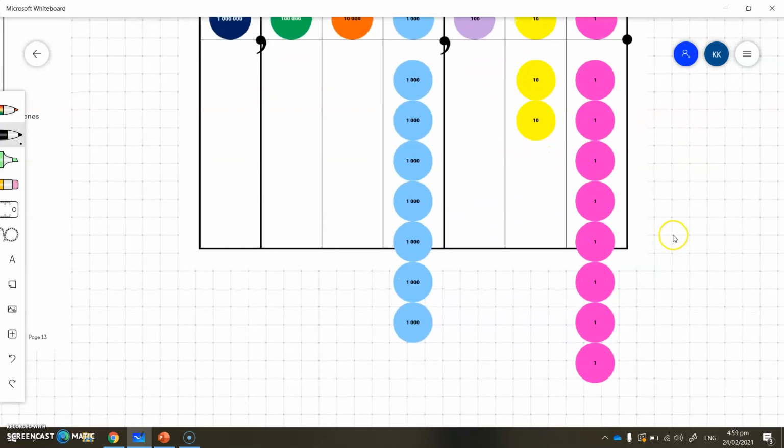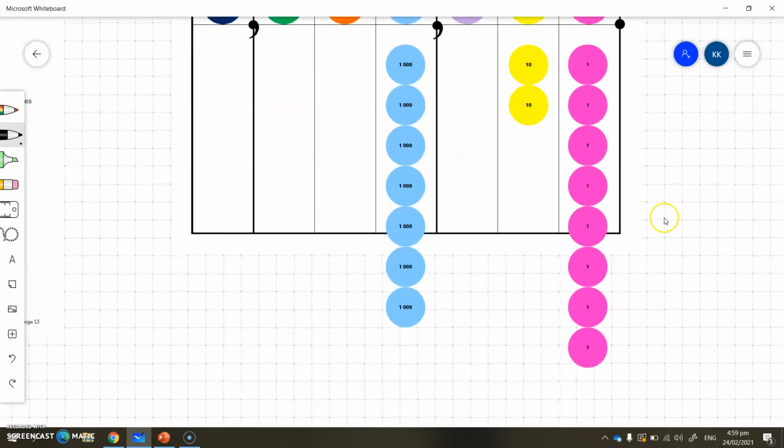So let's write this as a number. I'll work with my thousands here. I have 1, 2, 3, 4, 5, 6, 7 thousands. I'm also going to write a comma here just to remind me that I'm separating my thousands from my units, my hundreds, my tens, and my ones. Now, there are 0 hundreds, so I must indicate that in my number, 0 hundreds. I have 2 tens, 20, and I have 1, 2, 3, 4, 5, 6, 7, 8 ones, giving me a diagram that shows 7,028.